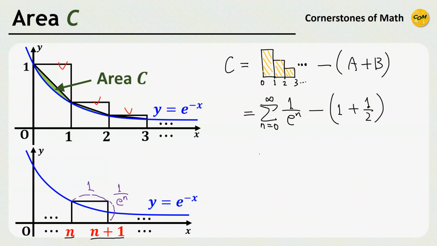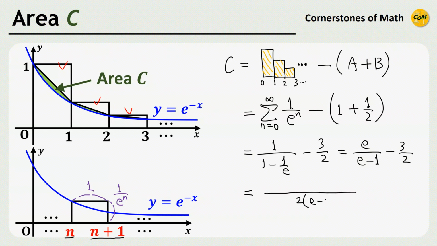So again, using the formula for the sum of geometric series, we have 1 over 1 minus 1 over e minus 3 over 2. So e over e minus 1 minus 3 over 2. And if we reduce to common denominator 2 times e minus 1, then we have 2e minus 3 times e minus 1, which gives 3 minus e divided by 2 times e minus 1.